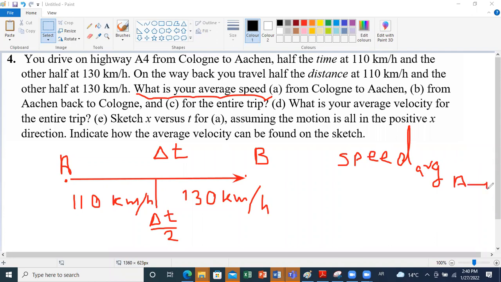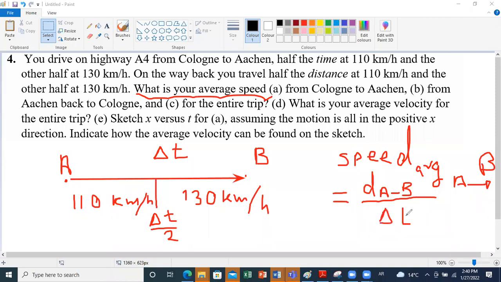I should go back first to the definition of average speed. Do you remember what was the definition of the average speed? It's the total distance. Yes, the average speed is d total, which is the distance separating A and B, over the total time of the motion, which is delta t.